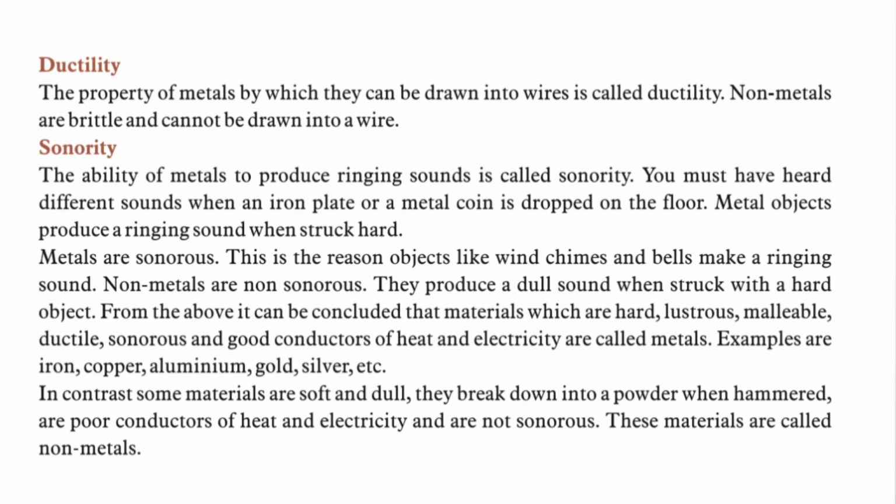From the above, it can be concluded that materials which are hard, lustrous, malleable, ductile, sonorous and good conductors of heat and electricity are called metals. Examples are iron, copper, aluminium, gold, silver, etc. In contrast, some materials are soft and dull. They break down into powder when hammered, are poor conductors of heat and electricity and are not sonorous. These materials are called non-metals.